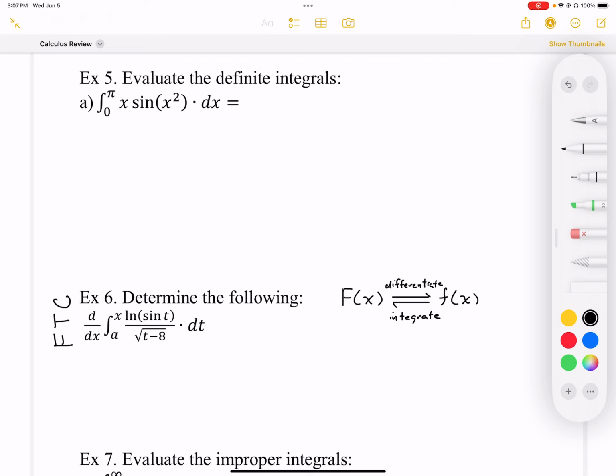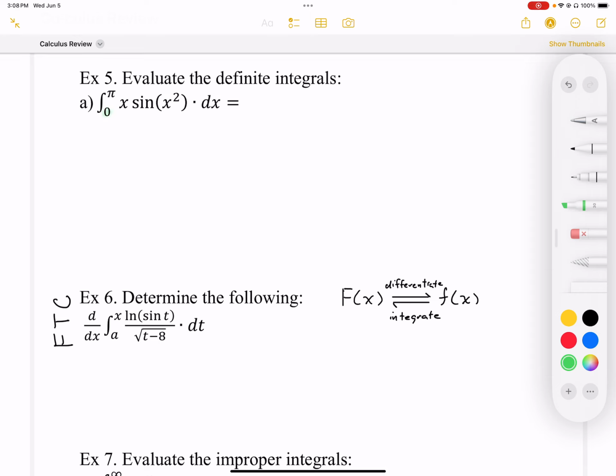For example 5, we're looking at a definite integral. So I have bounds of my integration. These represent the left edge and right edge of the area that I'm going to calculate. So when I'm integrating this, I have to look at this integral.